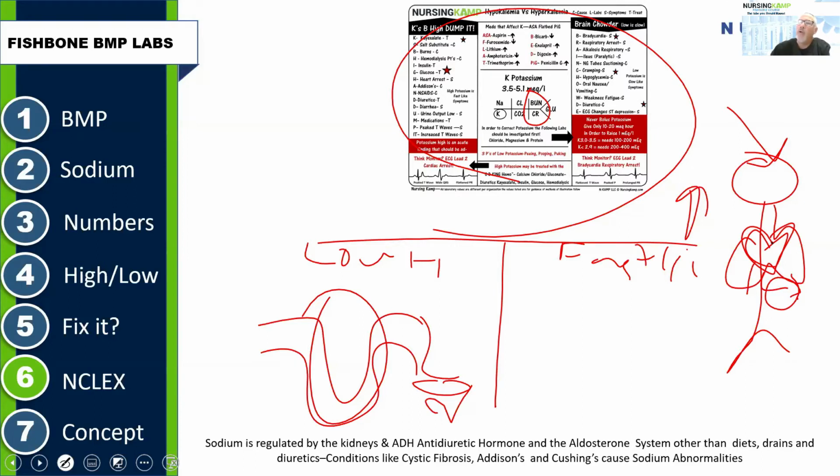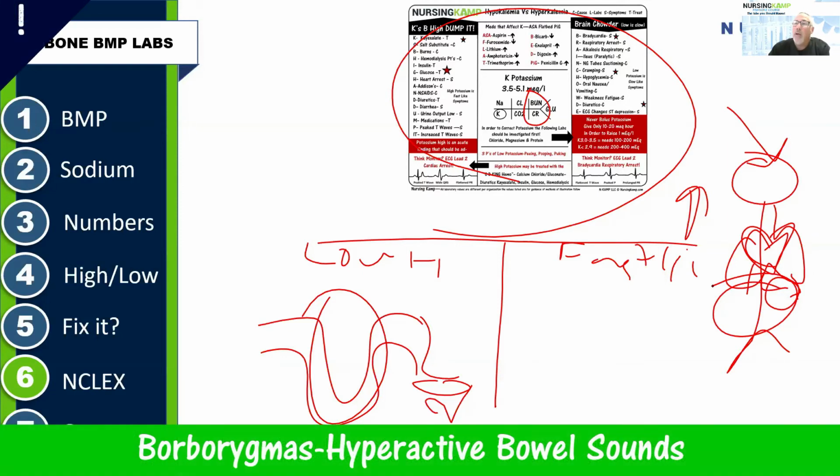Whenever you start to worry about hyperkalemia, you need to get that potassium off of that person. All right, so let's keep on going with the symptoms. When you're looking at the bowels, they'll probably have diarrhea and borborygmi. Borborygmi means fast, hyperactive bowel sounds.